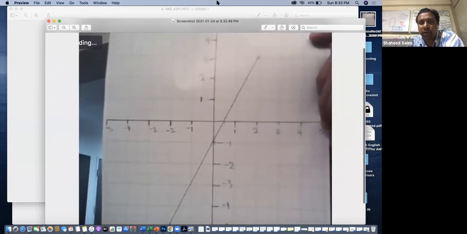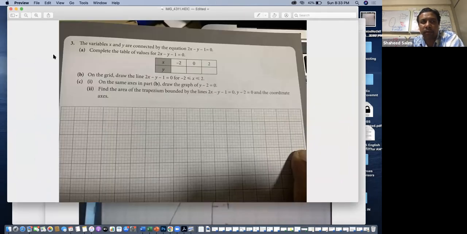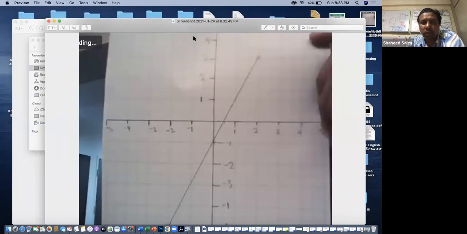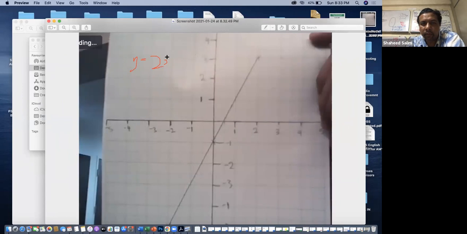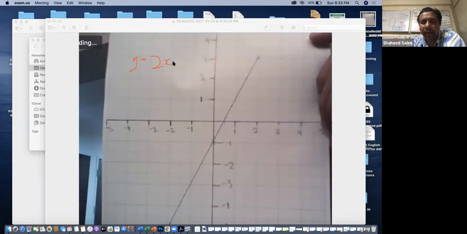Remember what is the equation? The equation is down here. Y equals to 2x minus 1, is it? Minus 1. So the first thing you check is this -1. Does it cut -1? Yes, it cuts at -1. So we give him a tick.